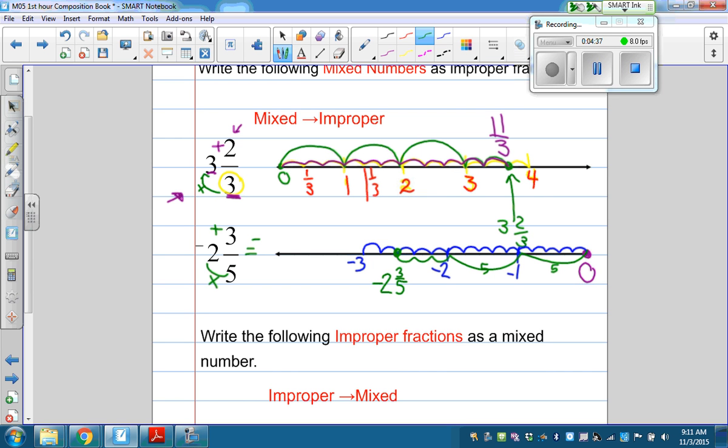So it's 13 fifths. Although if you go to the negative side, it's wrong, right? Yes, it's negative. It has to stay negative because you went left instead of right.